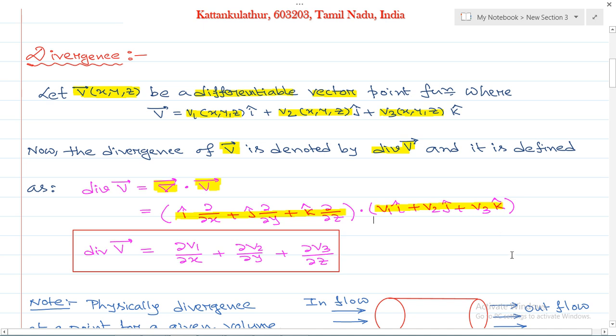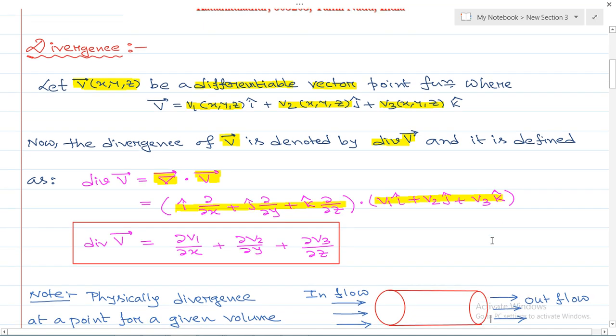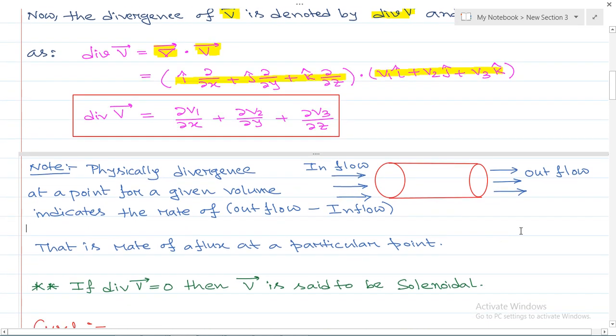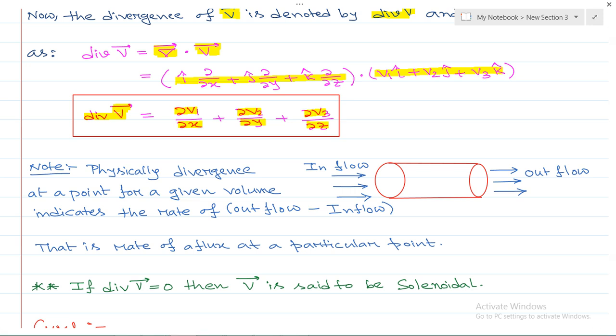Whenever the dot product takes part, the formula for the divergence comes, and the formula is very simple: divergence of V equals del v1/del x plus del v2/del y plus del v3/del z. If you remember, in the previous video lecture I gave you the formula for the gradient, where phi is a scalar point function, and after finding the gradient of phi, it becomes a vector point function. While here we are calculating divergence for a vector point function, but after finding the divergence it becomes a scalar quantity.